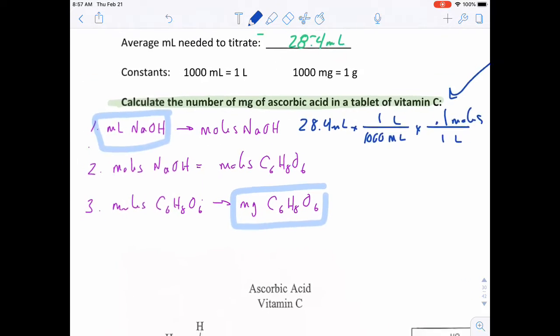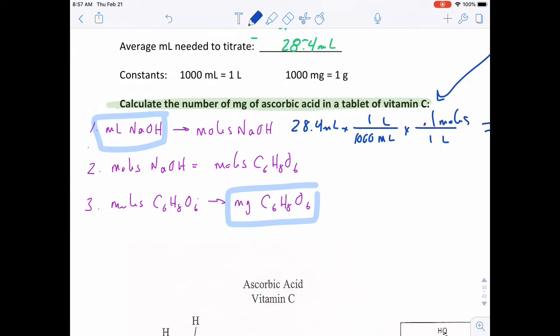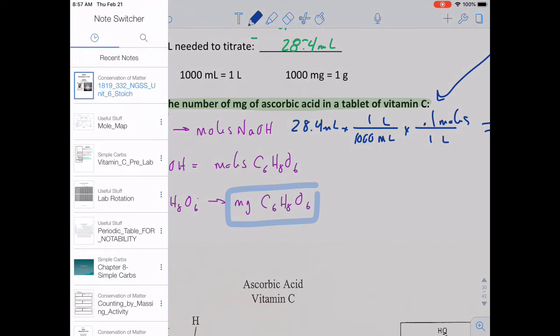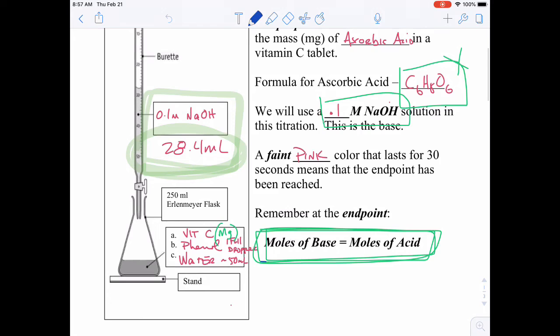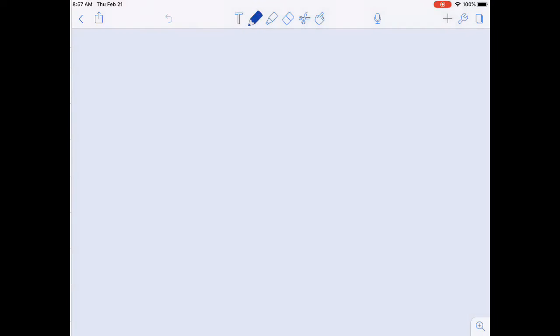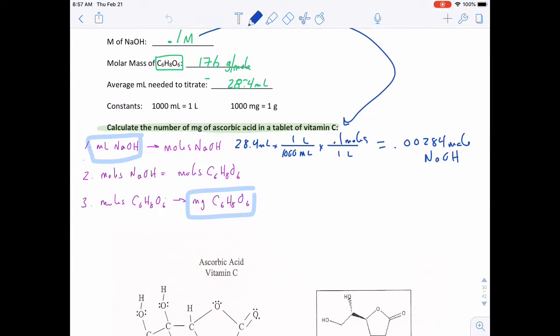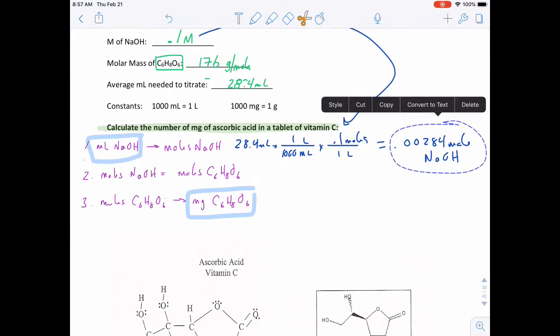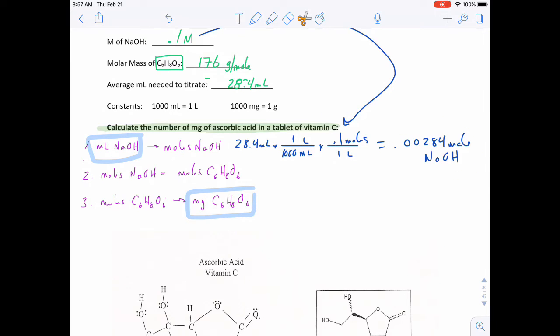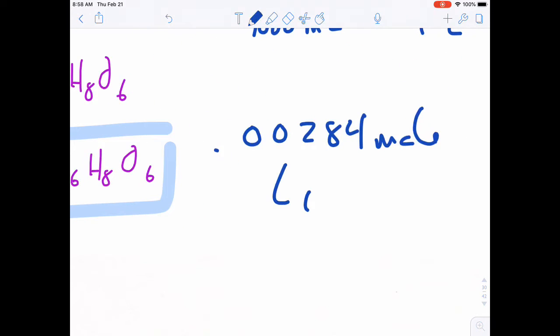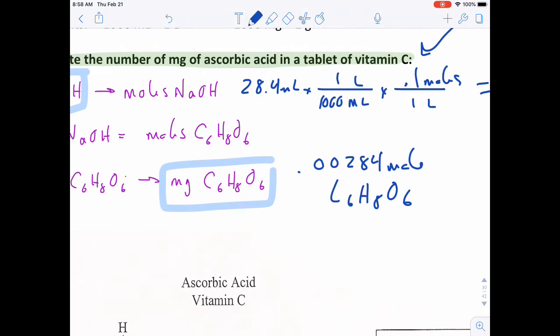But again, second step, moles of NaOH to moles of ascorbic acid, 1 to 1, easy. Okay, right here, this is where it's talking about it. Moles of base equal moles of acid. So this is a 1 to 1. Flip this over. I can just carry this down. I cut it, I paste it. I make that equal to moles of C6H8O6. Great. Move on to the next step.